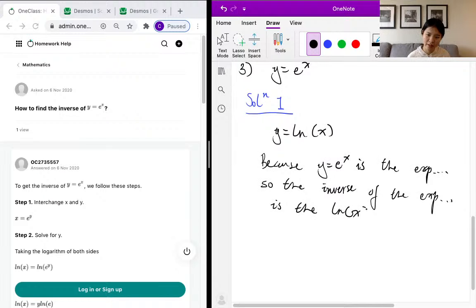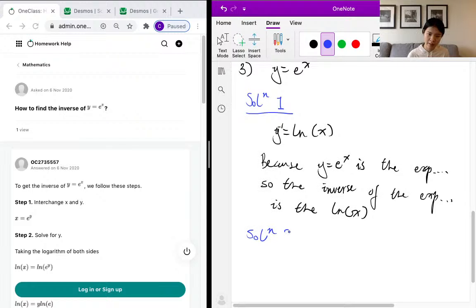Let's just say it's the ln function. So we can just directly say that the inverse of y equals e to the power of x, y to the power of -1, is ln of x. This is our solution number 1, written like that.